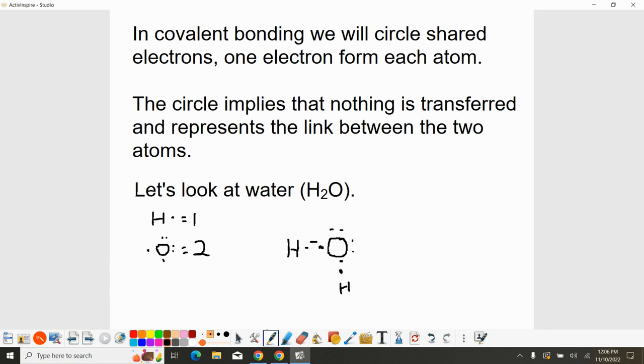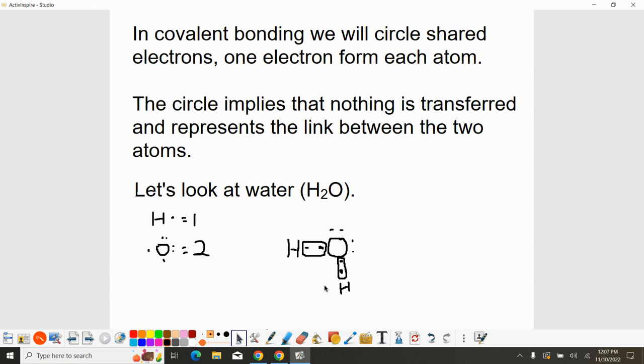Like so. And we draw a circle around those 2 dots to imply that they are going to be shared. So this hydrogen over here is going to share its 1 electron with the oxygen. Oxygen is going to share this 1 electron with the hydrogen. So that in the end, this hydrogen has the 2 electrons it needs to be stable. Again, this hydrogen is going to share its 1 electron with the oxygen. Oxygen is going to share that 1 electron with the hydrogen. So again, this hydrogen gets the 2 electrons it needs to be stable.